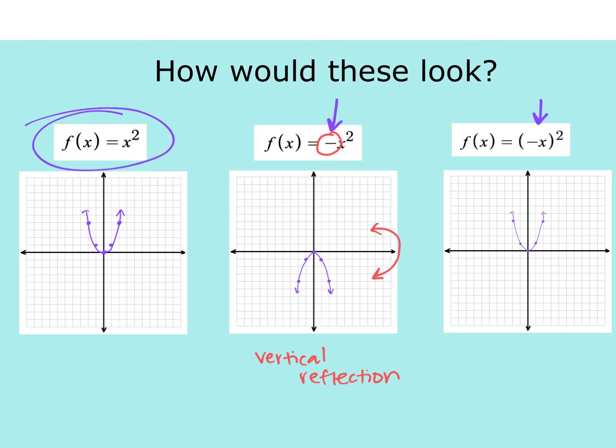When I add this negative onto the inside, multiplying it by -1 inside of the function, I flip it horizontally. However, the graph looks exactly the same, and this is because the original graph is symmetrical. So there is a horizontal reflection happening. It's just that the end result doesn't look any different.